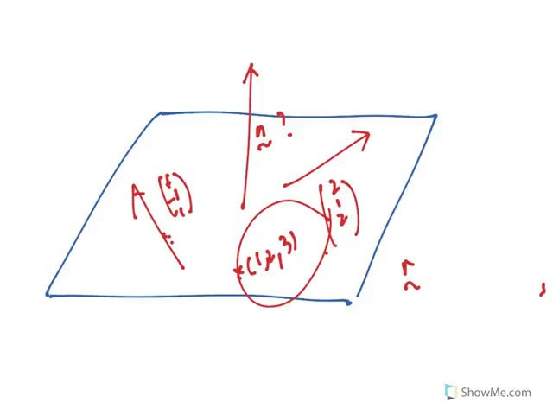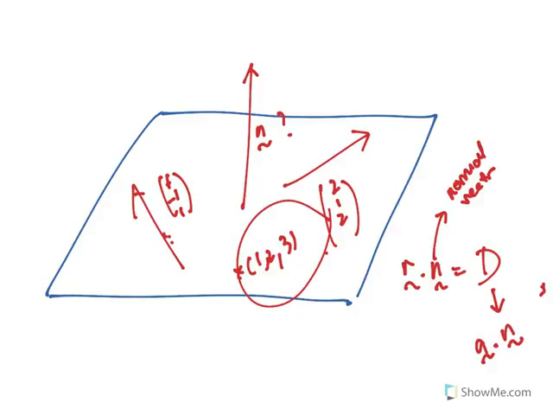R dot n equals D, right? n is a normal vector, and R is just any x, y, z. D will be A dot n, where A is a fixed point on the plane, a fixed position vector, point A with position vector A on the plane, and n is a normal vector.